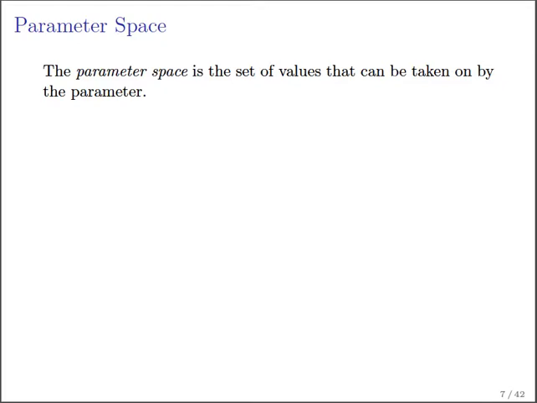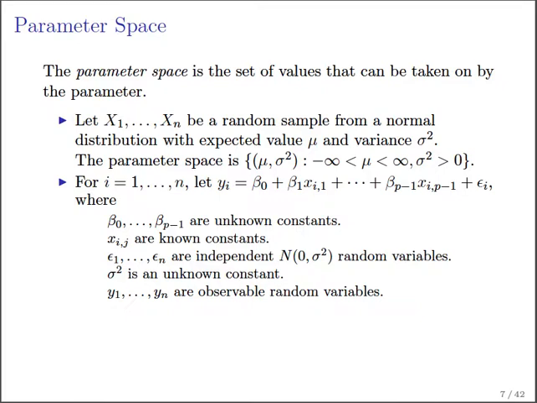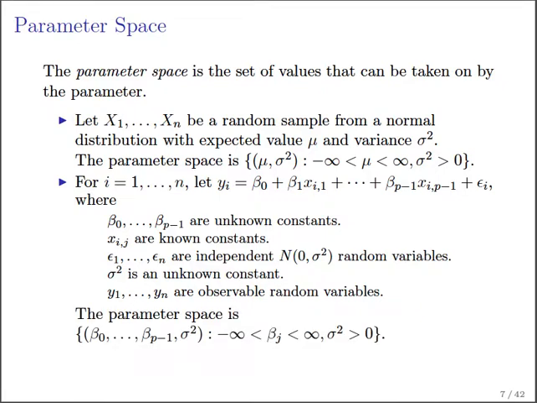The parameter space is the set of values that can be taken on by the parameter. For example, in the normal random sample example that we saw before, the parameter space is the set of mu and sigma squared such that mu is between minus and plus infinity and sigma squared is greater than zero. For the regression model, the parameter space is the set of betas and sigma squared such that each beta j is just any real number and sigma squared is bigger than zero. So these are the permissible set of values that the parameters might have under the model.